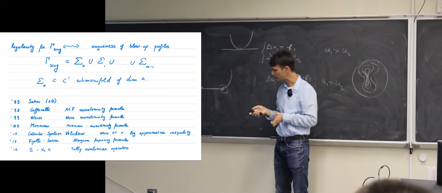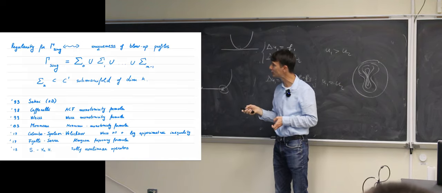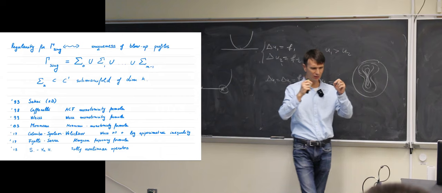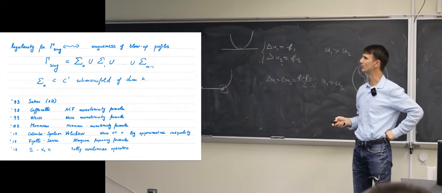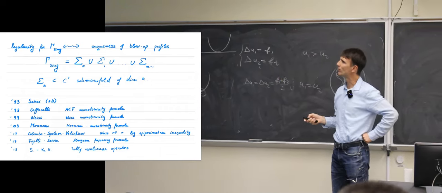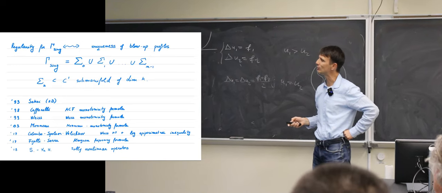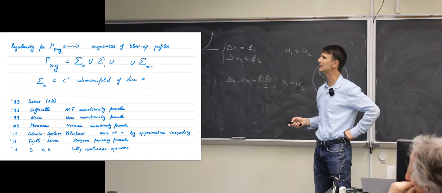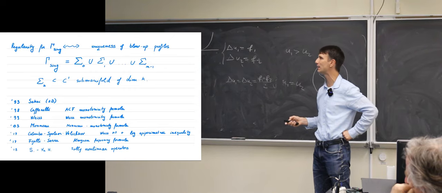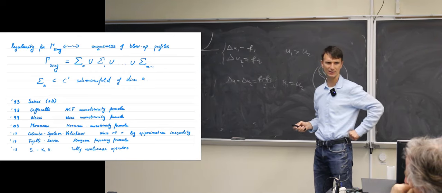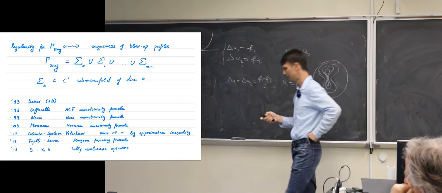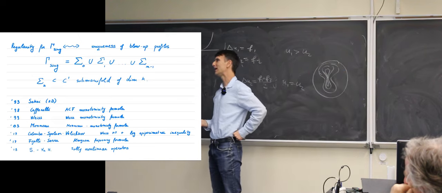So you can think of these strata as the dimensions of the vanishing sets of the quadratic polynomials. One can obtain regularity for gamma singular in the sense that sigma k is included in a C1 submanifold of dimension k. So they are nicely aligned. There are some results about regularity for gamma singular.